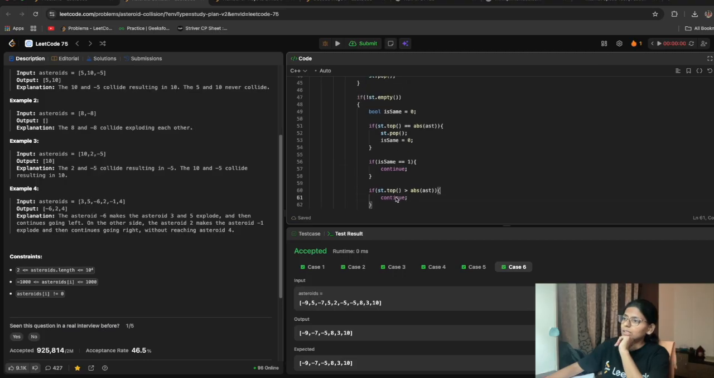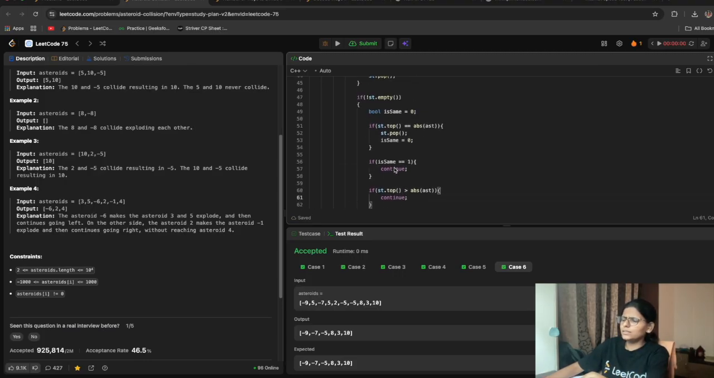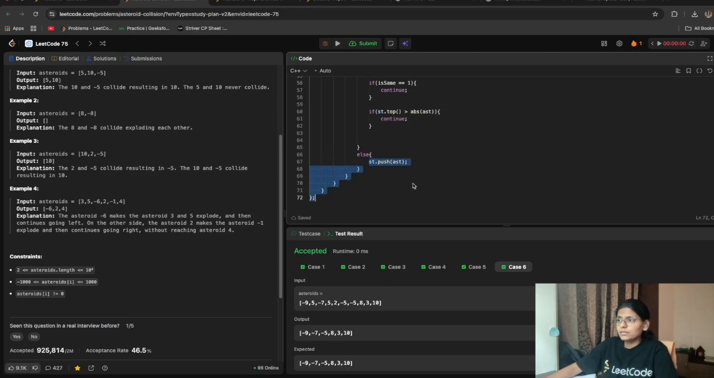And what can happen? Yeah, this is the thing. And if st isn't empty, then this can happen. If st was empty, then just push it, st.push the asteroid. And if this also doesn't happen, like st.top was less than the ast, then I have to push this st.push(ast) inside it.